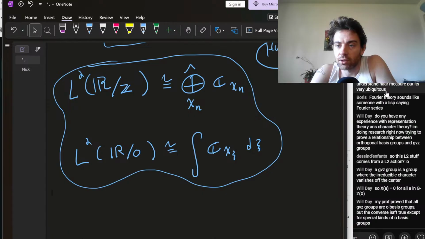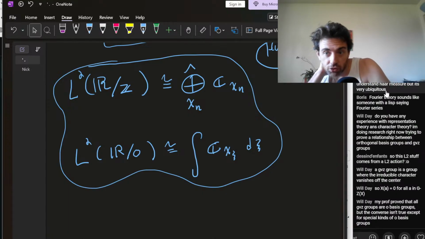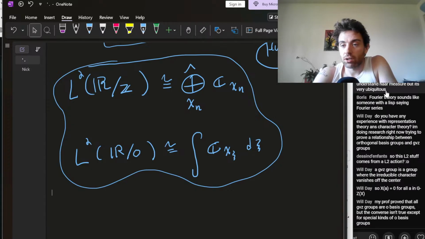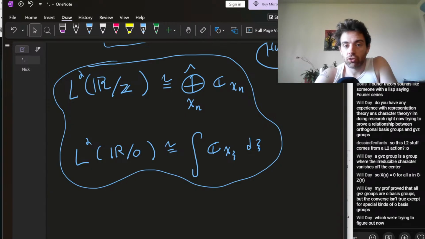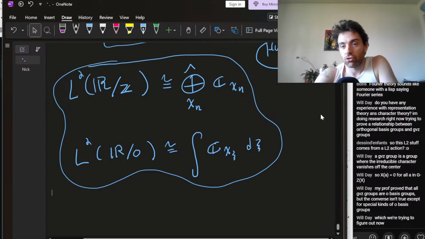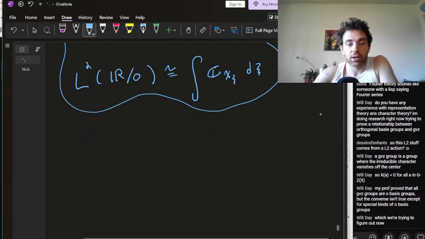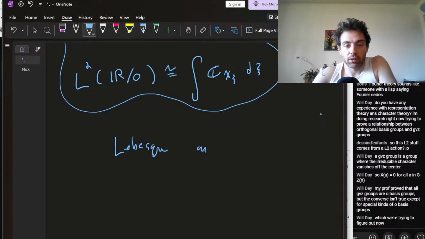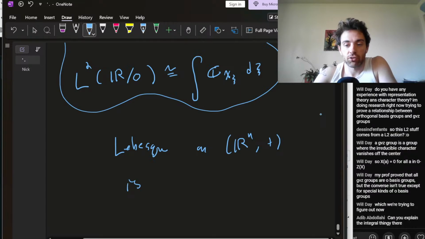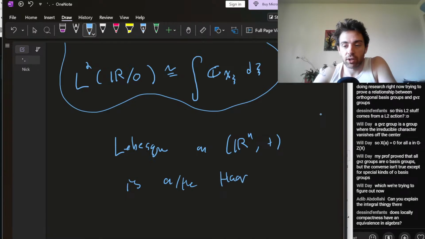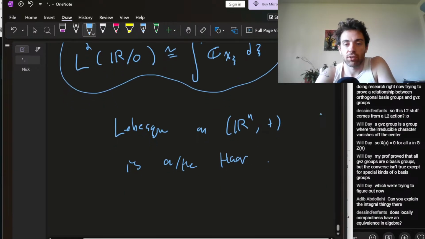Yeah. Still don't understand Haar measure, but it's very ubiquitous. The Haar measure is just a God-given measure with nice properties. The ordinary Lebesgue measure on R^n viewed as an additive group is the Haar measure, just up to scaling. So that's your main example.